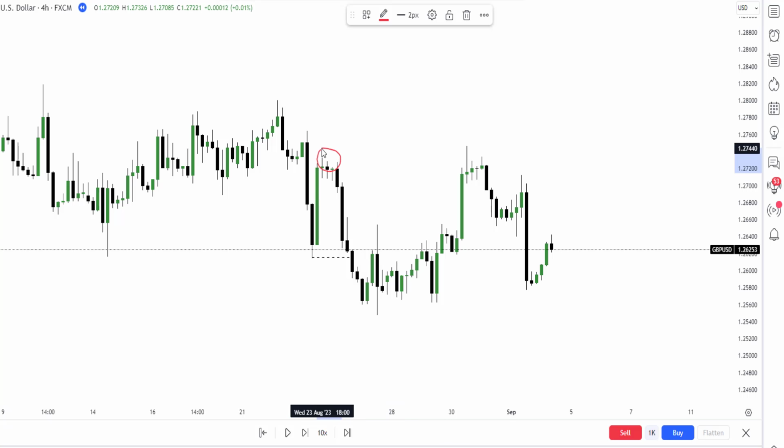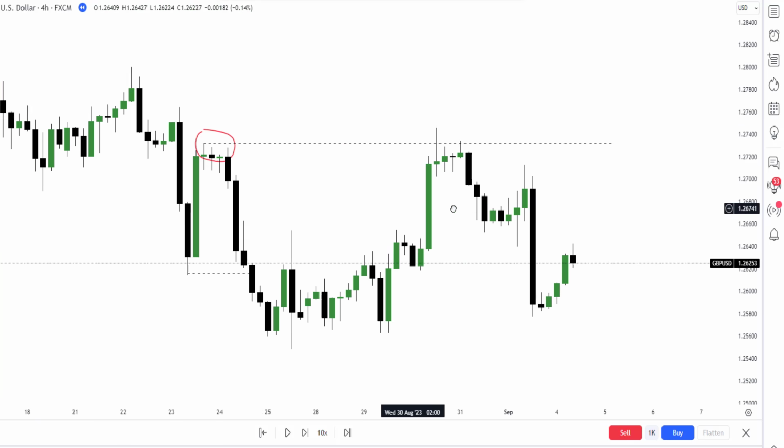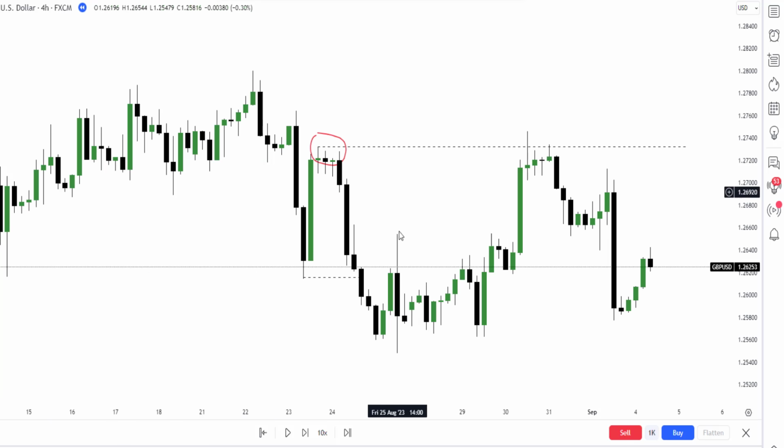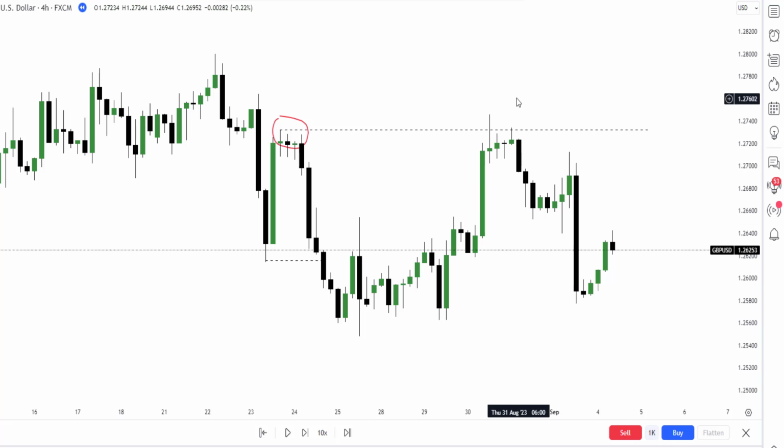Until you close above here, you are not a buyer. It is not buyer's territory. And then you will mark that area, and watch this area very, very well. It is your reference point. Nothing should make you change your mind about this area. As far as price is here, so this movement, it can do anything it wants to do.